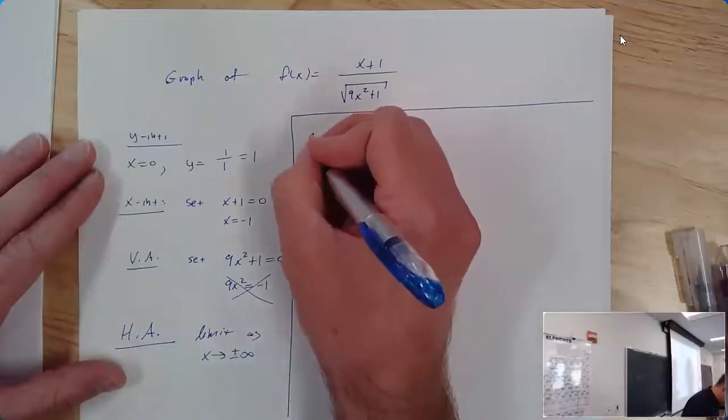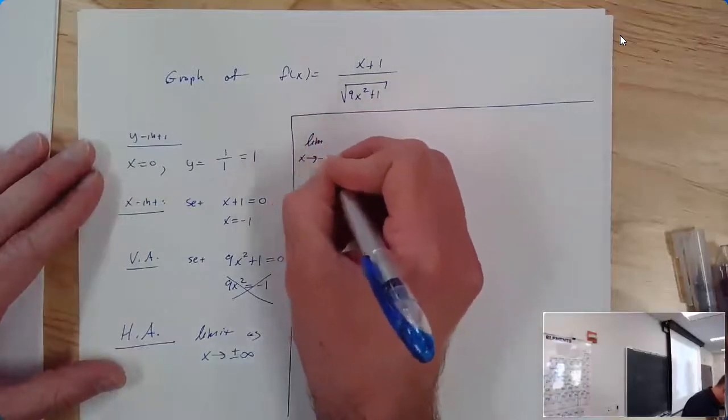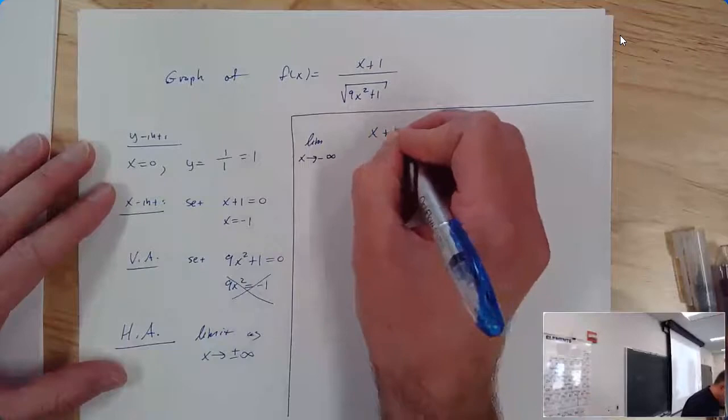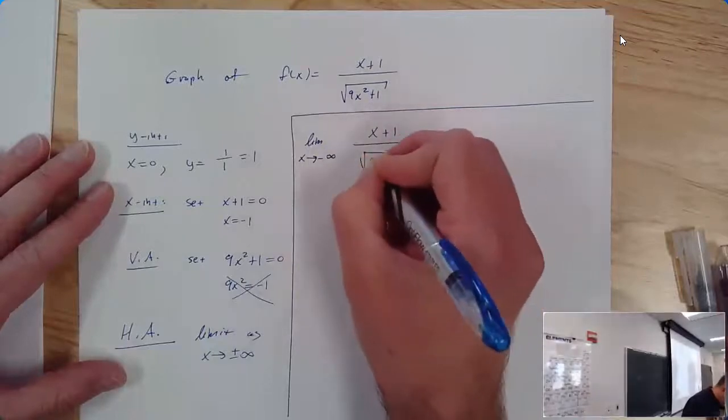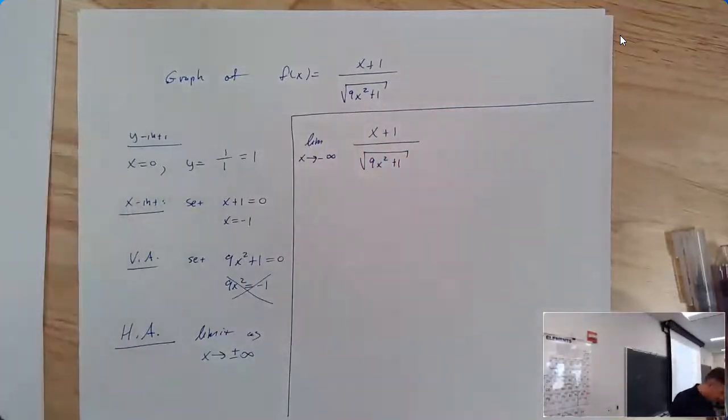So if I want to find the limit as x goes to minus infinity of x plus 1 over the square root of 9x squared plus 1. I want to point out, if x is going to negative infinity, is the numerator negative or positive? Negative, or super negative. How about the denominator? Let me ask you a different question. If you take the square root of something, what kind of thing do you get? Positive, right? Square roots of things are always giving you positive outputs.